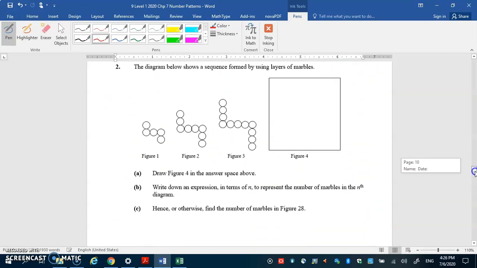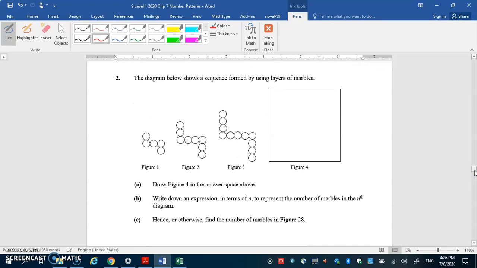Sequence formed by using layers of marbles. Figure 1 has 1, 2, 3, 4, 5 marbles. Figure 2 has 1, 2, 3, 4, 5, 6, 7, 8 marbles. Figure 3 has 1, 2, 3, 4, 5, 6, 7, 8, 9, 10, 11 marbles. And you can see it's a plus 3, plus 3, plus 3. Common difference makes our life happy. Okay, plus 3, plus 3. So obviously I need to have 14 marbles in figure 4.